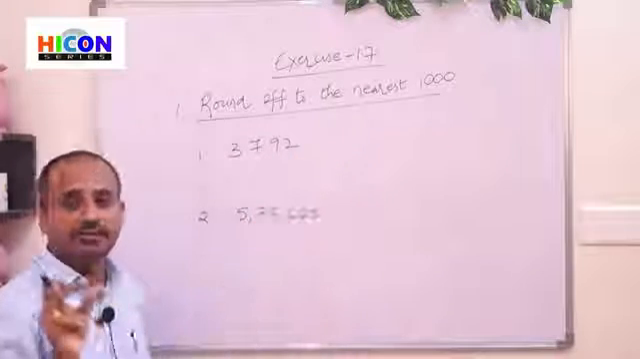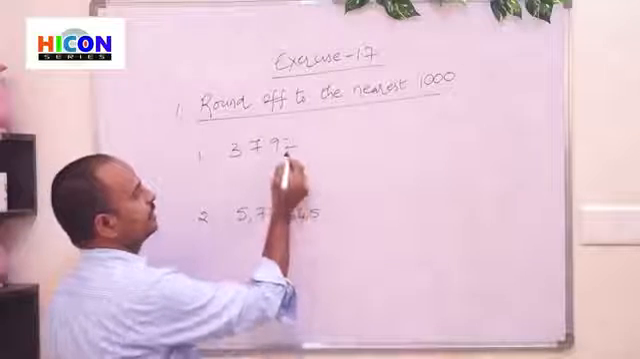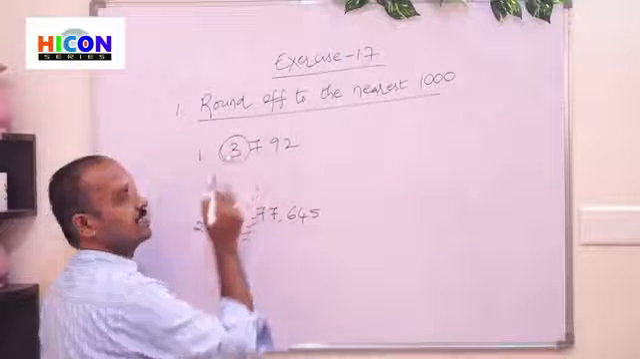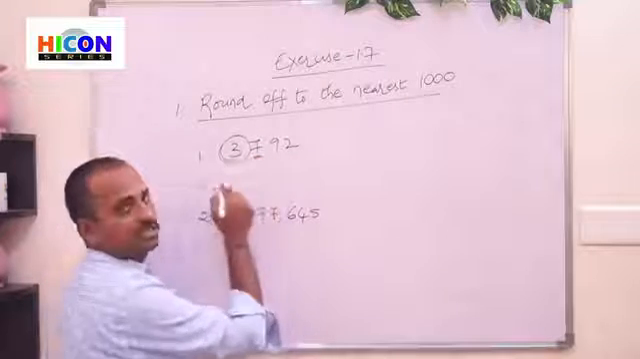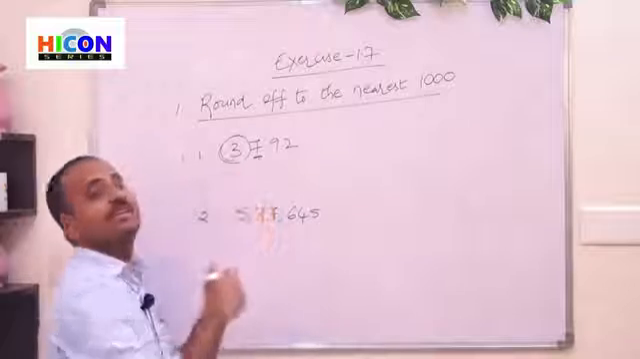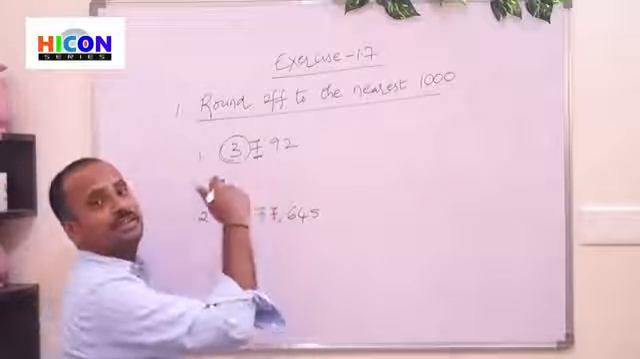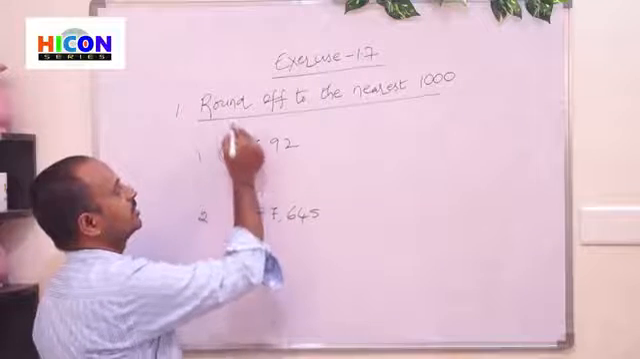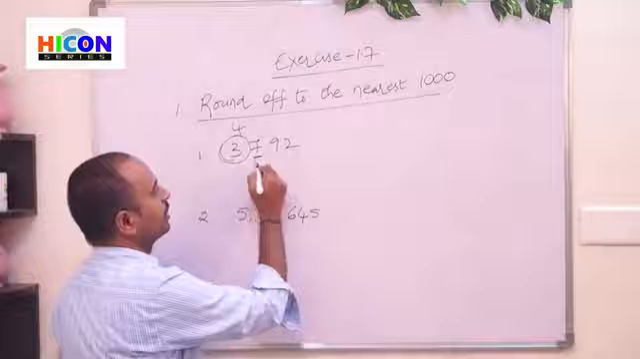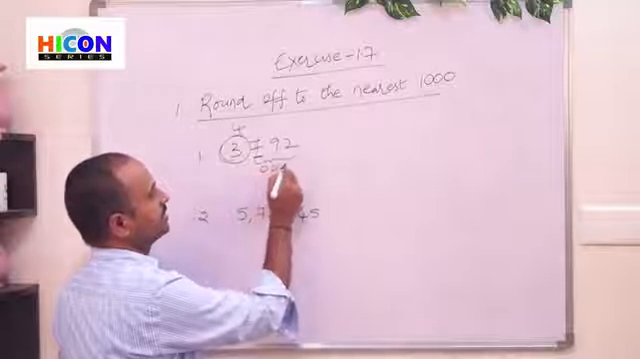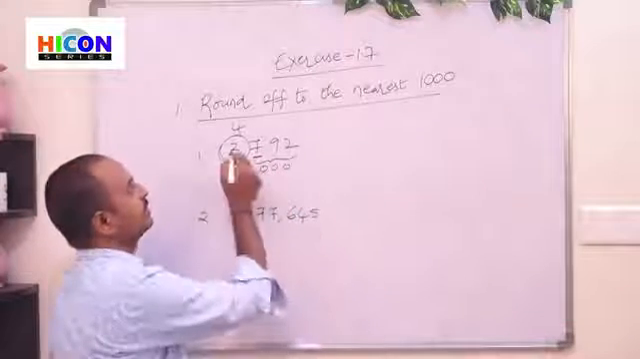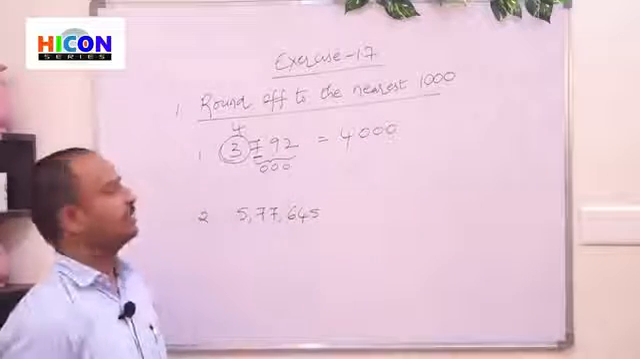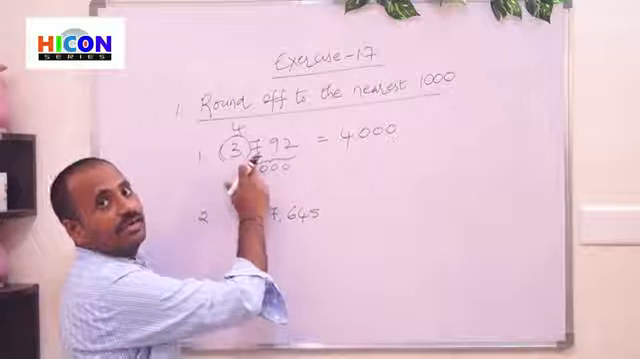Thousands means identify the digit present in the thousands place. So this is ones, tens, hundreds, thousands. So 3 is present in thousands place. Next, check the next digit. The next digit is 7 and it is greater than 5. If the next digit is greater than 5, then write next to thousands. Here the thousands are 3, the next thousands becomes 4. And keep zeros for the remaining 3 digits after the thousands place. So the answer becomes 4,000.